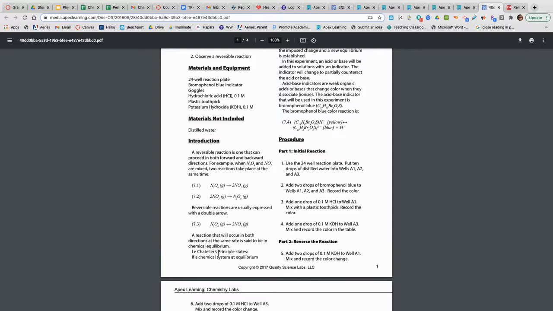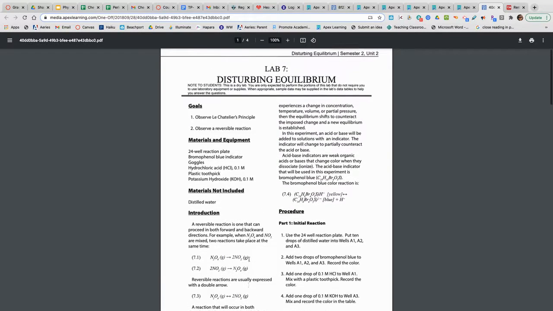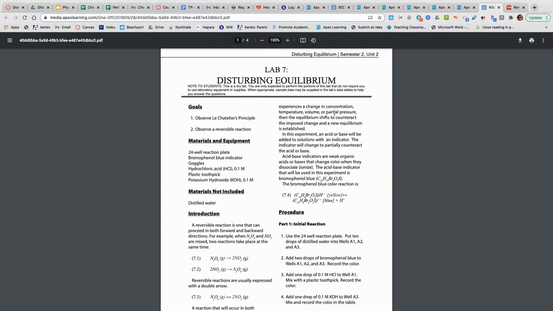just like in 7.3. Once you have a reversible reaction, you have a system that's at equilibrium, and Le Chatelier's principle is applied. If a chemical system at equilibrium experiences a change in temperature, volume, pressure, or concentration, the equilibrium shifts to counteract the imposed change. It's going to shift to use up the extra stuff you've added, or it will shift to add more stuff if you've taken something away.